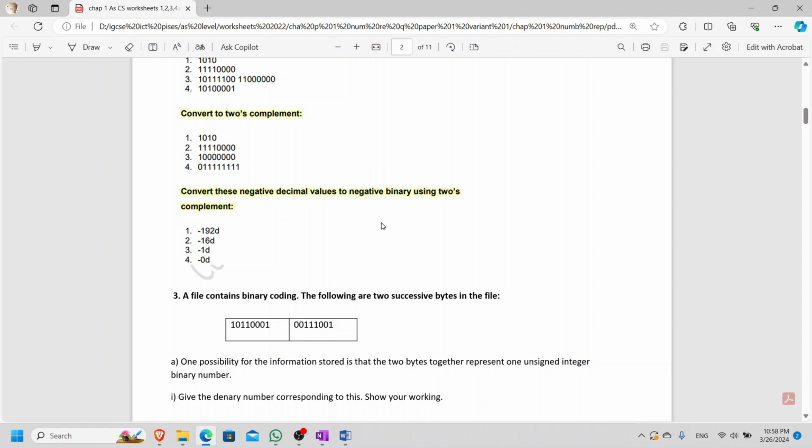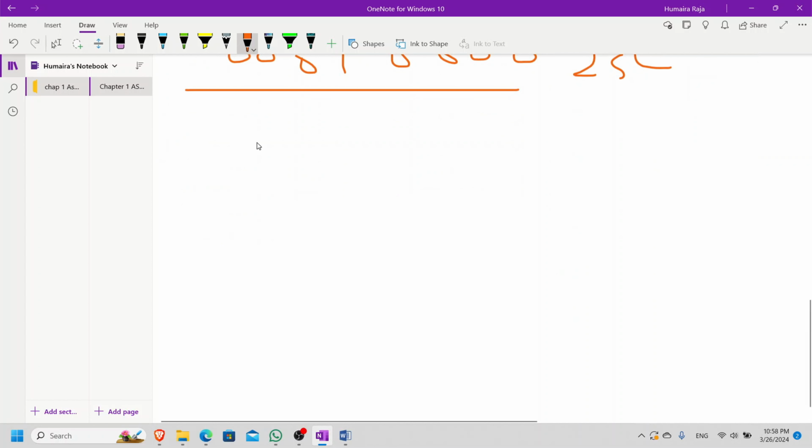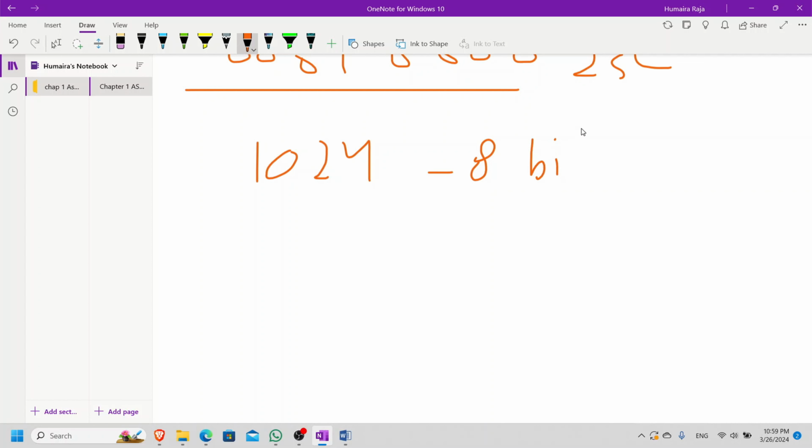So how do we check the range of any number? Suppose I'm asking you to represent 124 using 8 bits. This is a positive number, and can we represent this number using 8 bits? So simple. You should remember this formula. For a positive number, you can use 2 raised to power n minus 1, minus 1. So here we have 2 raised to power 8 minus 1, minus 1.